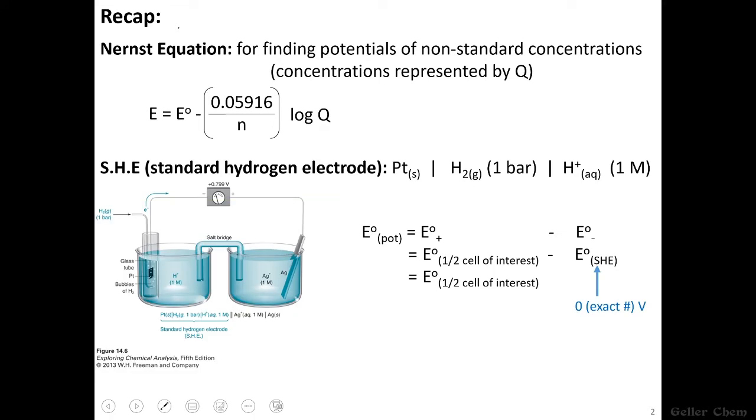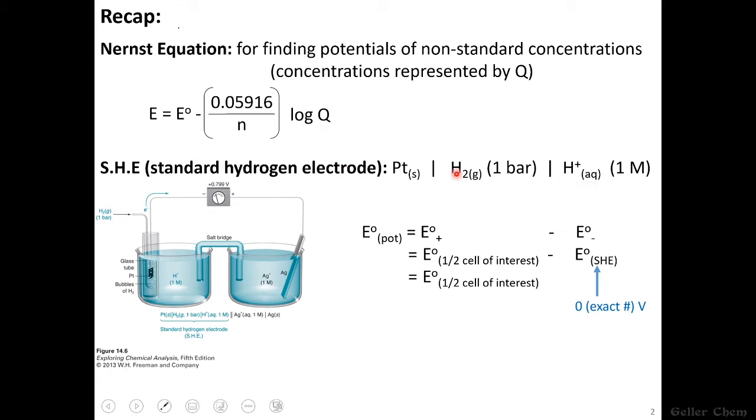For the Nernst equation, we learned how to determine what the true voltage of a cell is based on the actual concentrations, provided we're not at standard state. This equation is extremely important analytically because it gives us a way to relate something that we can measure, like voltage, to concentrations.